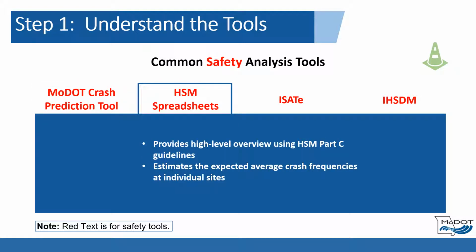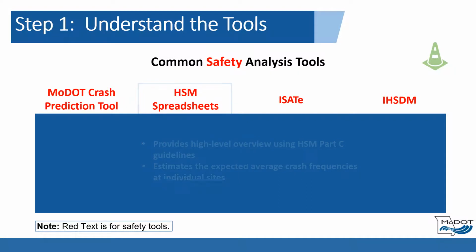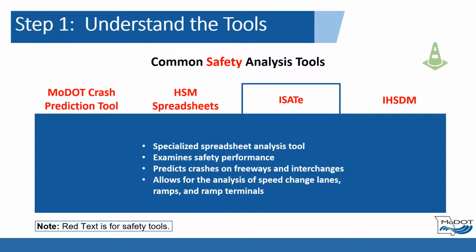The HSM spreadsheets provide a high-level overview using HSM Part C guidelines. This method estimates the expected average crash frequencies at individual sites. ISAT-E. The ISAT-E is a specialized spreadsheet analysis tool to examine safety performance and to predict crashes on freeways and interchanges. It also allows for the analysis of speed change lanes, ramps, and ramp terminals.